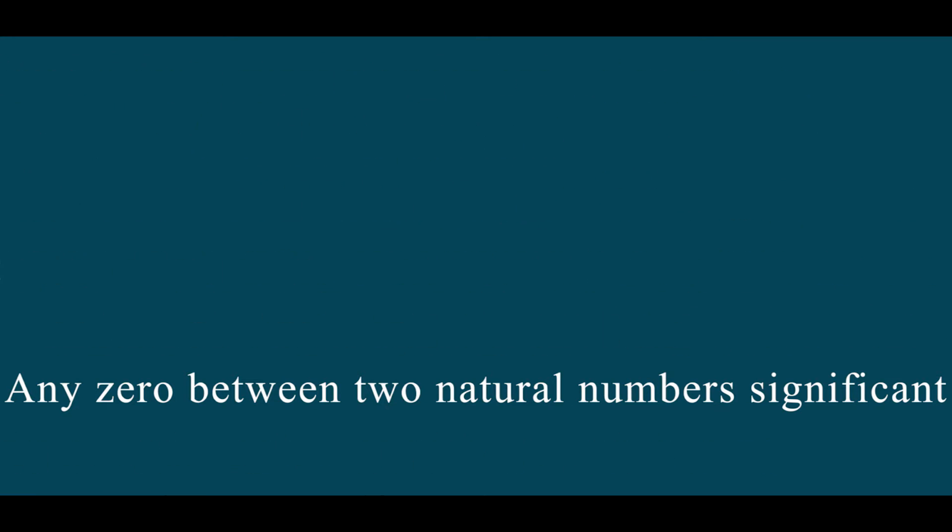Any zero between two natural numbers is significant. If I write 50.2, that zero is significant because it tells me the number is between 50 and 51, since I have that 0.2 at the end, which acts as my guess. So that number would have 3 sig figs.